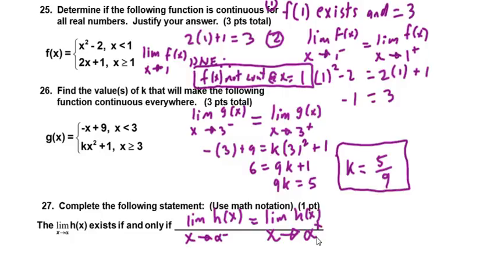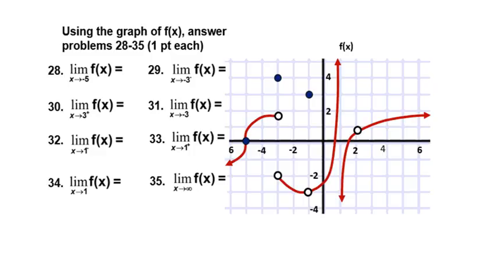Most who got this problem right put this particular notation. I had one student who made a verbal equivalence: if the left-hand limit as x approaches the number equals the right-hand limit as x approaches that same number. I gave that person credit, although not strictly math notation, it was verbalized sufficiently to be crystal clear. So that was a way you could have answered that. Okay, problems 28 through 35, using the graph of f of x, answer problems 28 through 35.